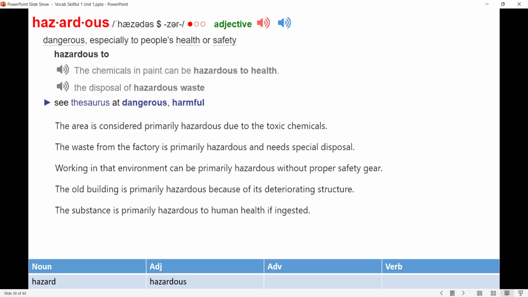Hazardous. Hazardous means dangerous, risky, especially to people's health or safety. Hazardous to health. Look at the examples. The chemicals in paint can be hazardous to health. The area is considered primarily hazardous due to the toxic chemicals. The waste from the factory is primarily hazardous and needs special disposal.